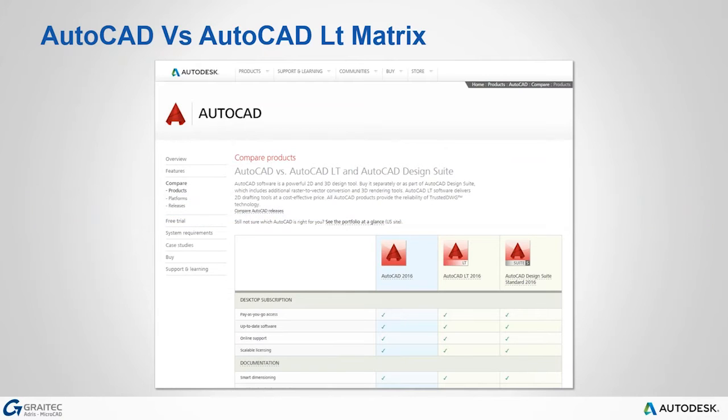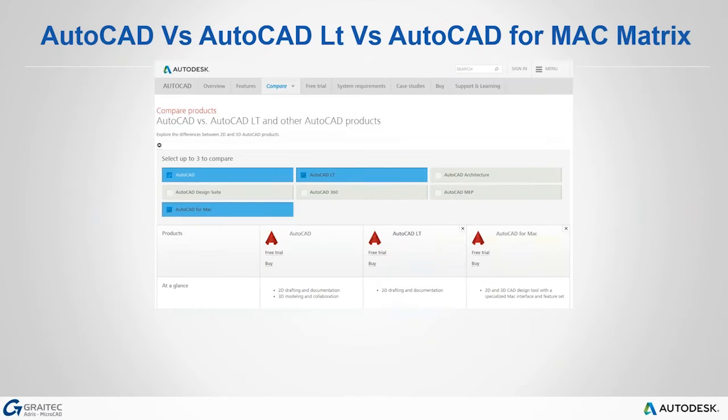Now there is another version of AutoCAD as well. So let's add to the matrix AutoCAD for Mac. In the description, we can see that it's got a specialized interface, and we can take a brief look at this later. But for now, let's concentrate on the features and tools for each of the versions. So we've got AutoCAD, AutoCAD LT, and AutoCAD for Mac.